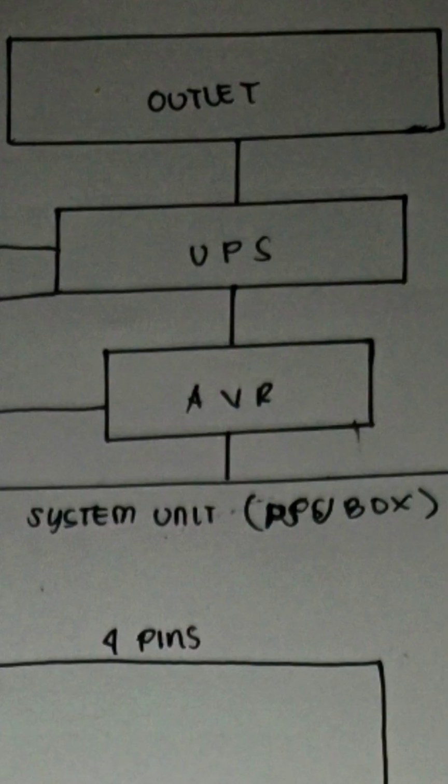Next is the AVR, automatic voltage regulator. The AVR stabilizes the electricity. Sometimes power from the outlet can be too high or too low. The AVR makes sure the voltage stays stable so the computer components don't get damaged. From the AVR, power is sent to the system unit, which is the main computer case.